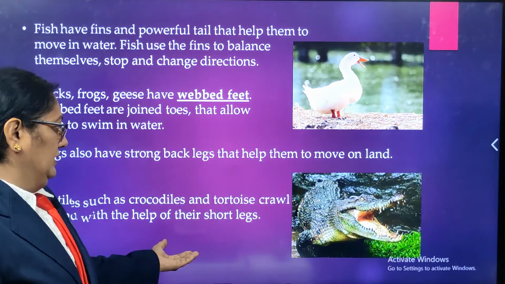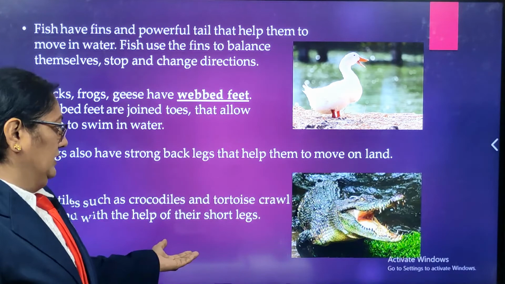Yes, if you remove the refill from your pen, then you can see through it. That is the hollow thing. The same way the bones of birds are hollow and very light in weight, so the birds can fly. They are very light in weight.